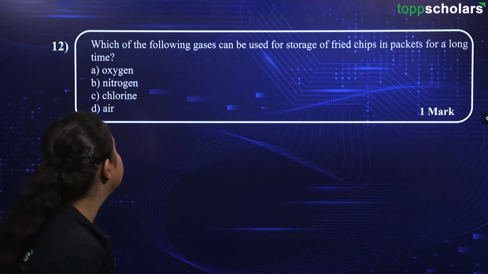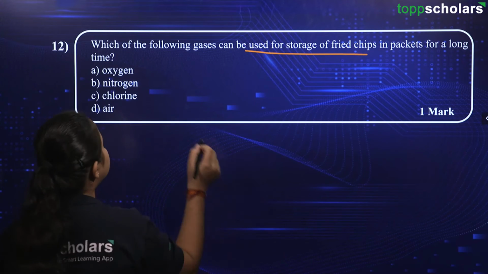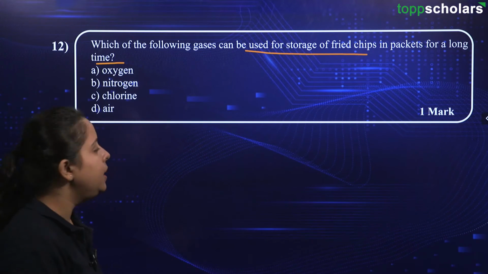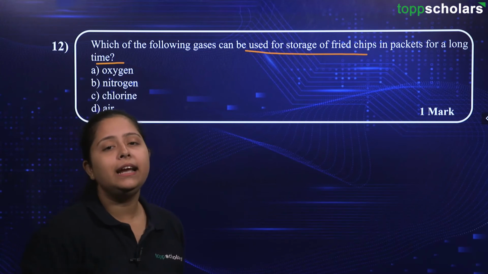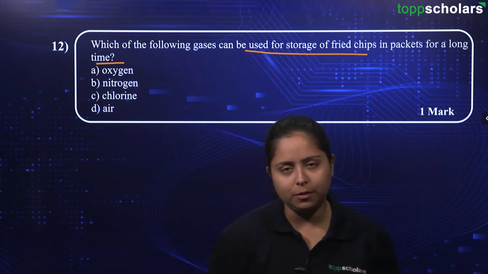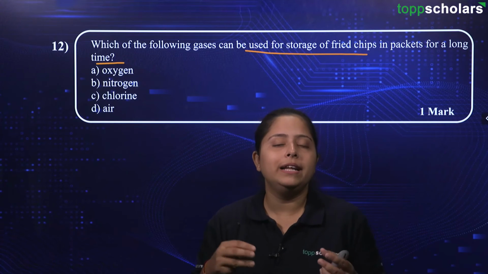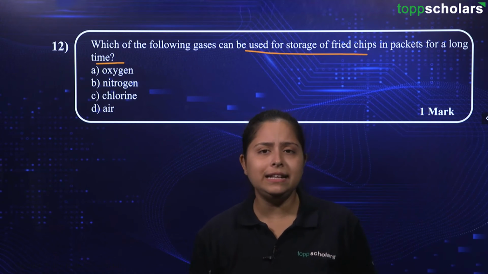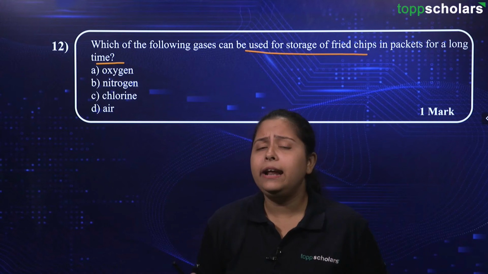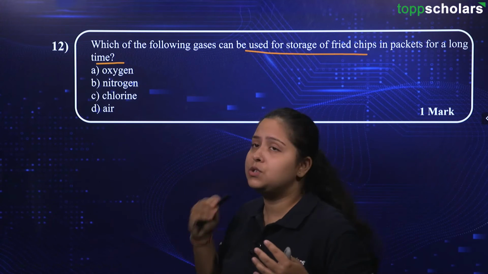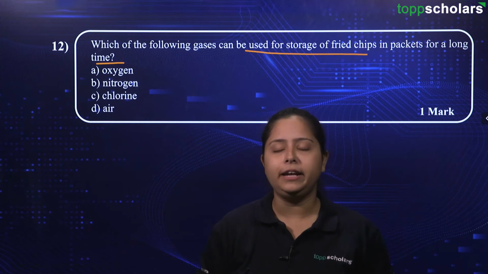The question here is, which of the following gases can be used for storage of fried chips in packets for a long time? Okay. And then you are given the options oxygen, nitrogen, chlorine, air. Now here friends, this is again an MCQ question, multiple choice question. First of all, I need you to relate this with a common example: whenever you buy a packet of chips or wafers, you will see that a significant proportion is occupied by air, right? Is it air or is it some kind of gas that is being asked over here? It is oxygen or it is nitrogen, chlorine, air. What is present in that thing?